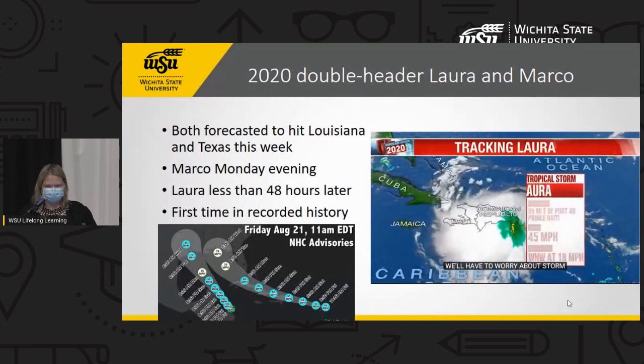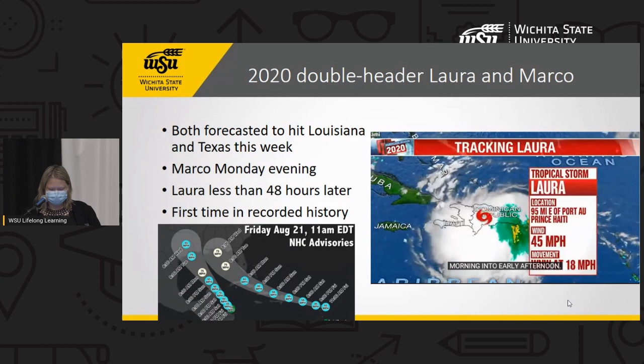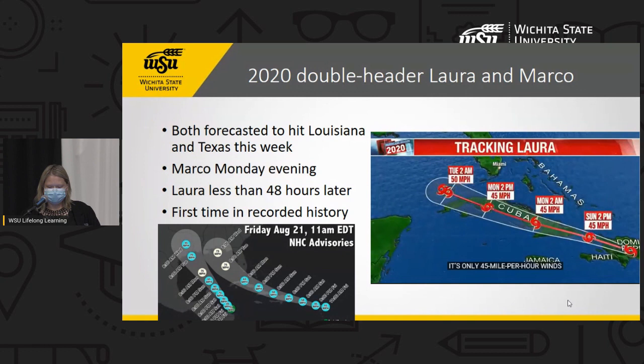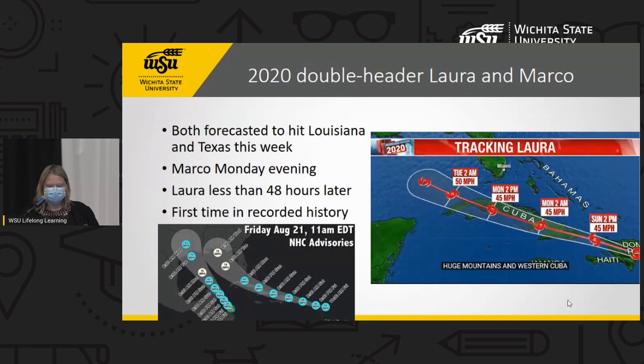Now with Laura, this storm looks very impressive right now. It's only 45 mile per hour winds. But remember, it's over the Dominican Republic and Haiti, which has huge mountains. And western Cuba has huge mountains. So that's going to make it weaker. If it wasn't for the land interaction, this would already be a powerful storm. So once it comes off of Cuba, it's not over land anymore.